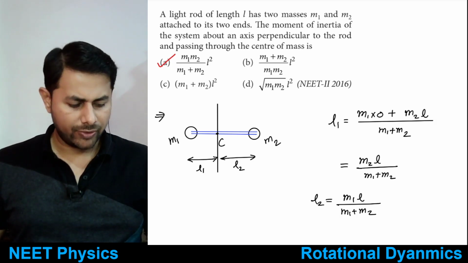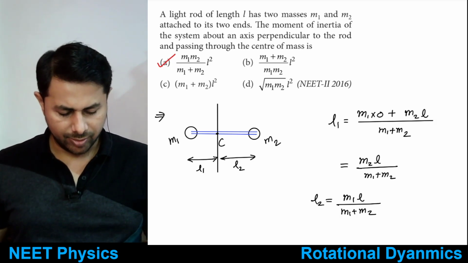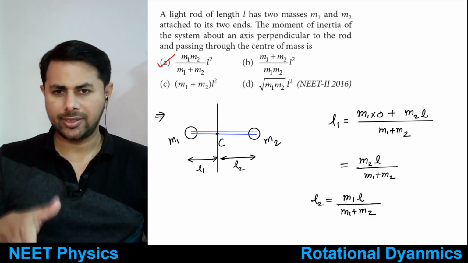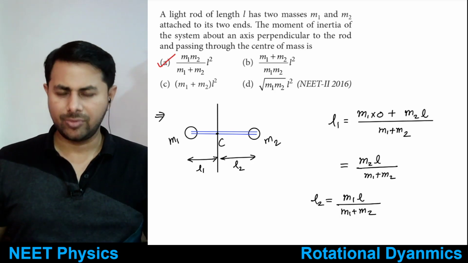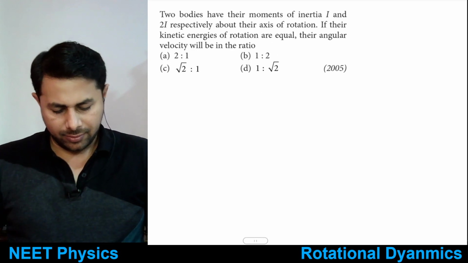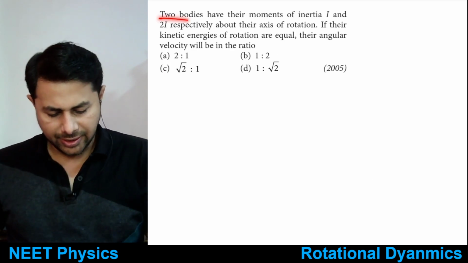So now onwards, just remember this result: moment of inertia of two objects about an axis which passes through the center of mass is just mu multiplied by L square. Very simple. Then let's see the next one.